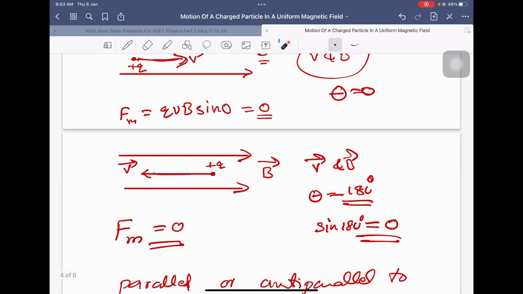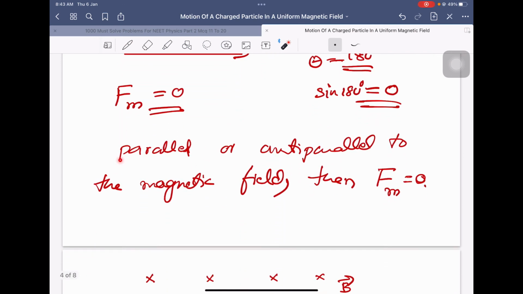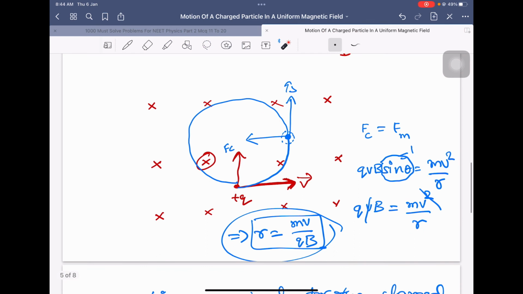In this case, the angle between magnetic field and the velocity is 180 degrees. Since sin 180 is 0, the magnetic force acting on the charged particle is 0. That is, if the charged particle is moving parallel or anti-parallel to the magnetic field, then the magnetic force is equal to 0. Now here we have considered a magnetic field directed into the plane of the paper. If the charged particle starts moving from this point with a velocity v, it will experience a centripetal force. The magnetic force will be the source of centripetal force, due to which the charged particle will move in a circular path.